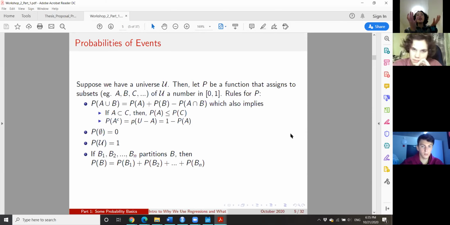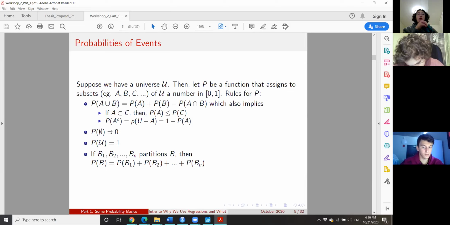You have two events, A and B. The probability that A or B occurs is the probability that A occurs plus the probability that B occurs minus the probability that they both occur, because that overlap is counted twice. You can think of a Venn diagram in picturing this. These are the rules for how probabilities can be assigned. And then there's the rule that the empty set, or no event, has probability 0, and the probability of the entire universe is 1, right?